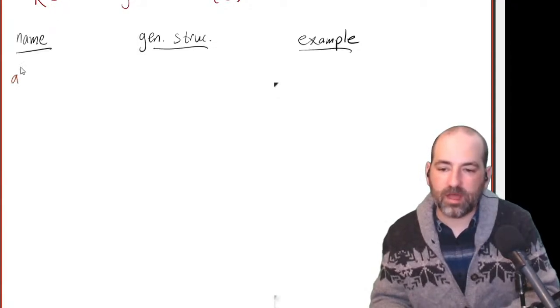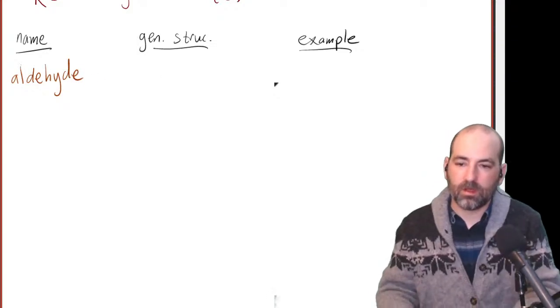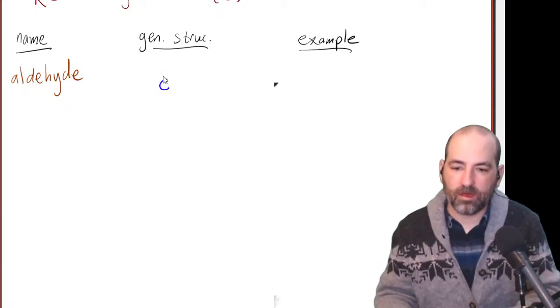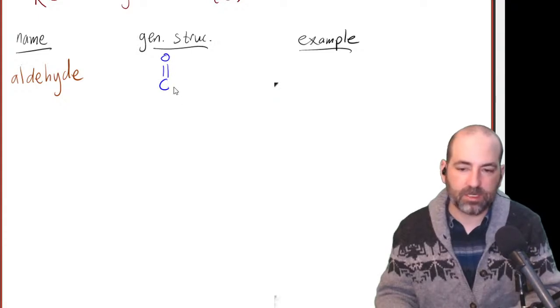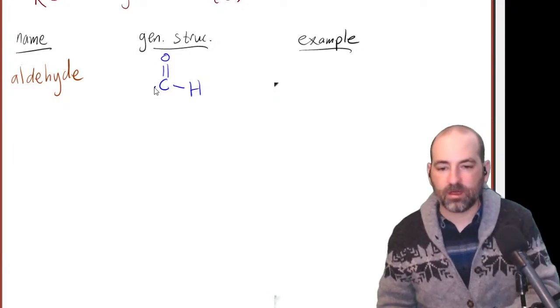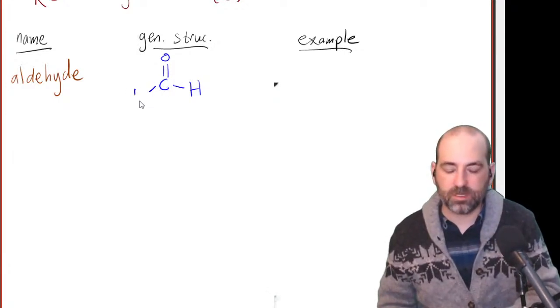Our first one is called an aldehyde. An aldehyde is going to have a general structure of the carbonyl, C double bond to oxygen. And then coming off that carbon is a hydrogen on one side, and on the other side of the carbon is that R group. So just kind of generic stuff.